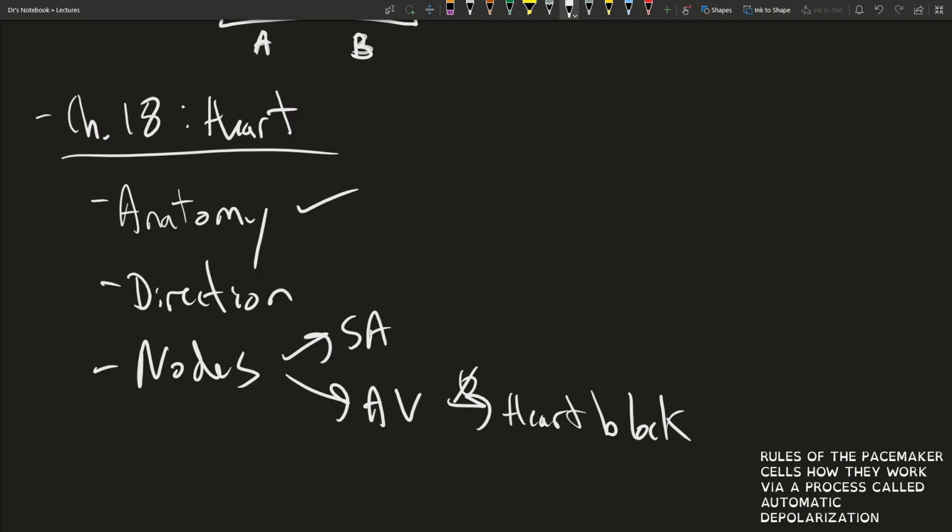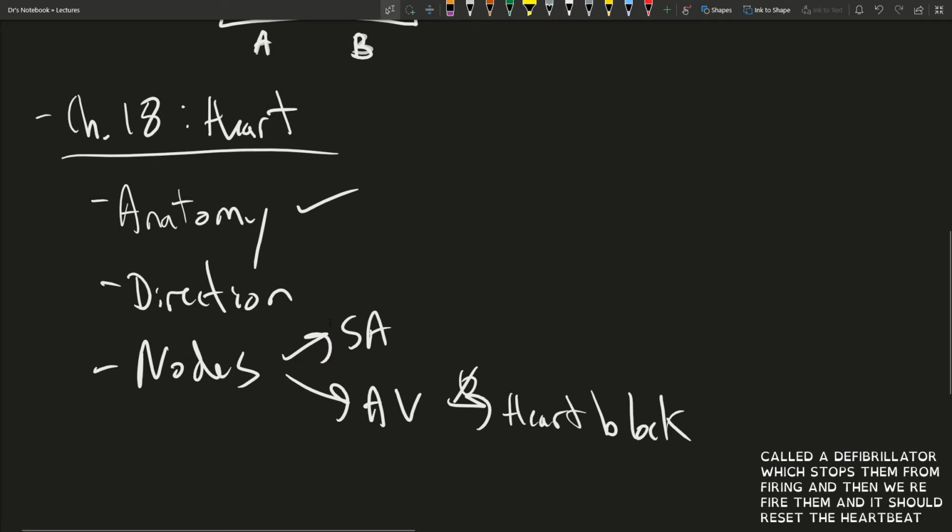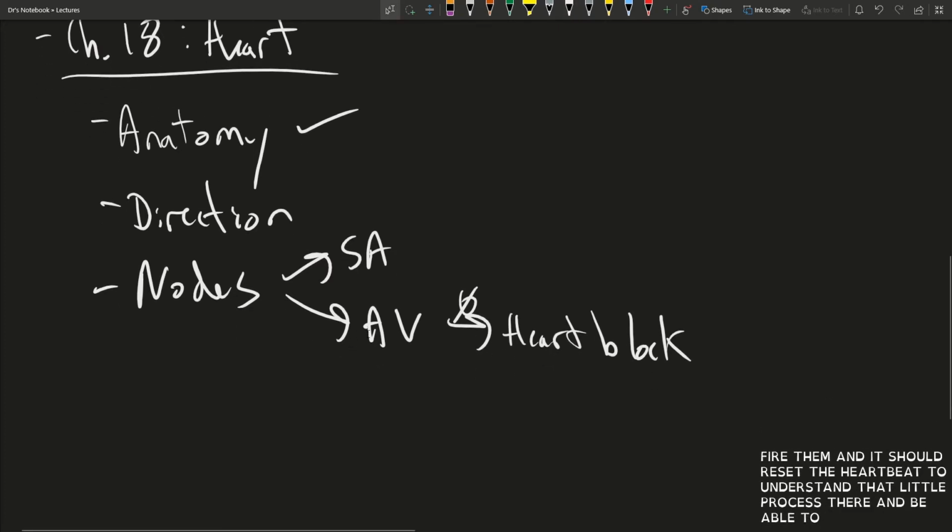Now you don't have to know the details of the ion movement and things like that, but understand what automatic depolarization is and what that means. So that's understanding how they work, and then also how they get reset. We use something called a defibrillator, which stops them from firing, and then we refire them, and it should reset the heartbeat. So understand that little process there and be able to explain it.